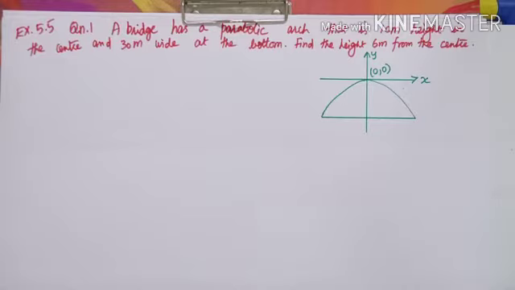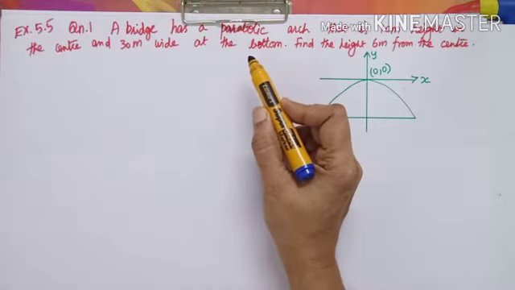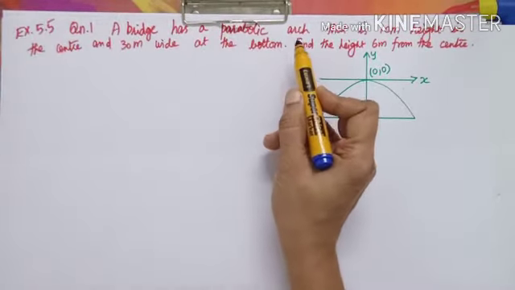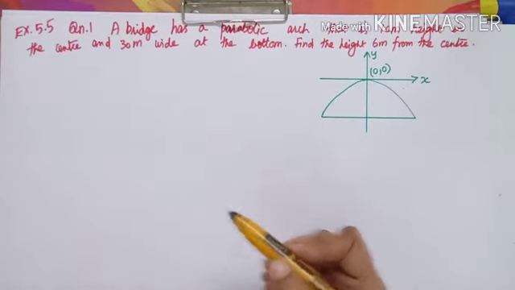Exercise 5.5. We are going to do problems based on applications of conic. Parabola, the shape of an arch, the shape of a bridge. These are some examples for parabolic shapes. Here, a bridge has a parabolic arch that is 10 meters in height at the center.